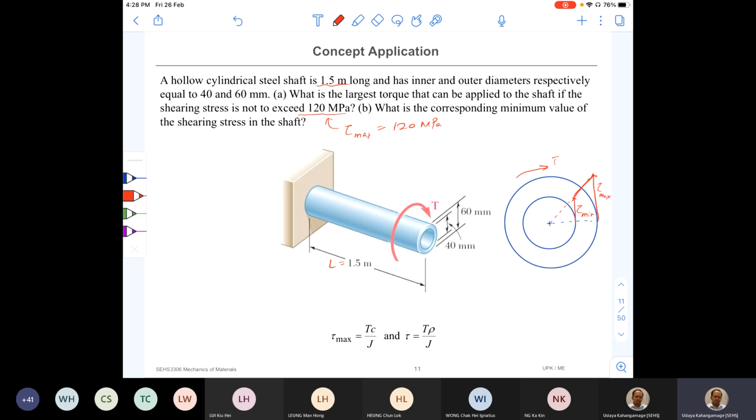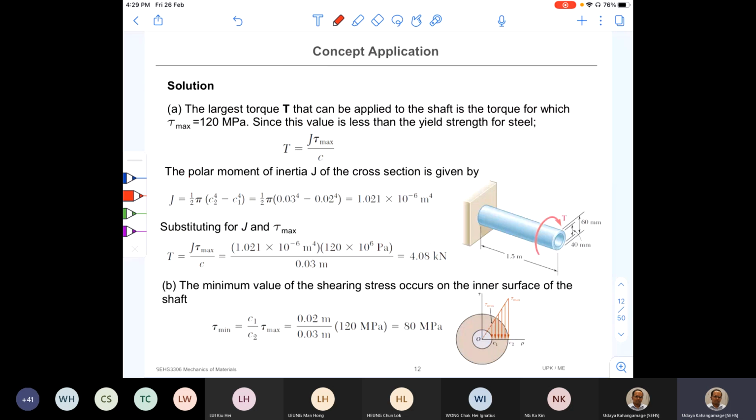Now we need to make sure that tau max is less than 120, and at that time, what is this value T? That is the first part. Part B: what is the corresponding minimum value of the shearing stress in the shaft? That means we need to find tau minimum. So we need to find this T when tau max is 120, and then tau minimum at that torque. Let's see how to work it out.